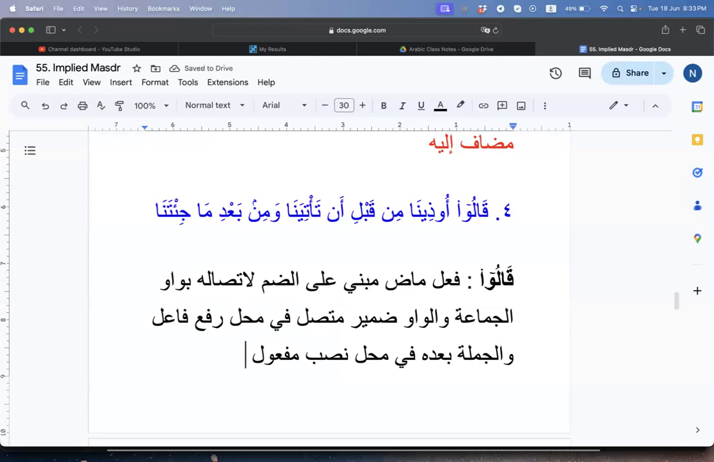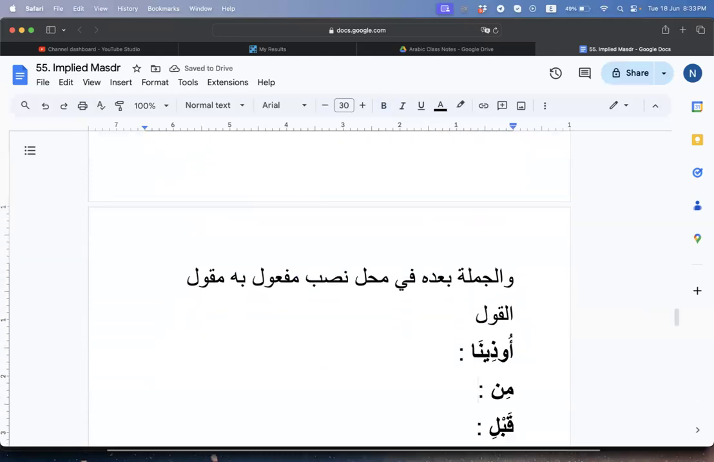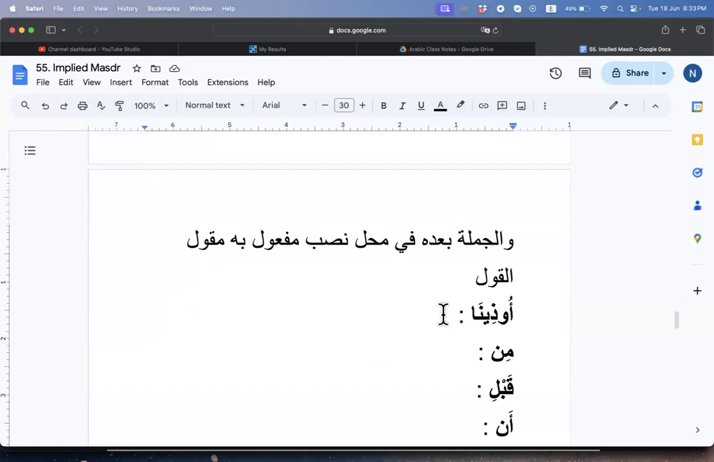Maf'ul. What kind of maf'ul? Maf'ul maqala is maf'ul bihi. Yes, what is being said, right? Maqulul qawl. Qawl. Good. Yes. Udina. Udina looks like something madi. Yes, it is madi with nahnu as fa'il. What's the root letters? Root letter is wazana. Wow, zal, noon. So this is how zina. Hamza, wow, zal.